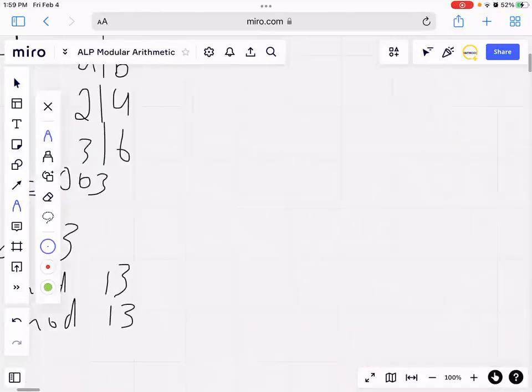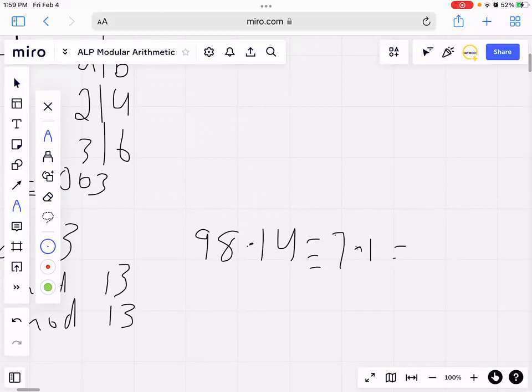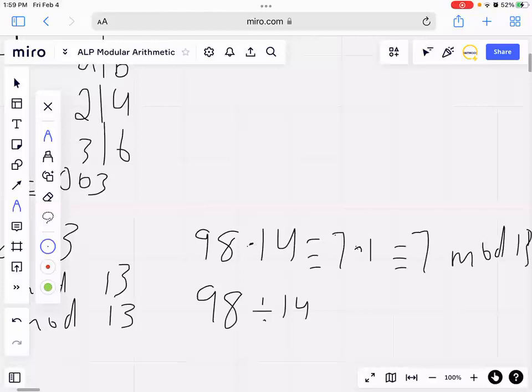Then we have 98 times 14. Here, 98 times 14 is quite a big number, and having to divide by 13 to find a remainder is tedious. Still, 98 is 7 mod 13, and 14 is 1 mod 13, so we can just replace those with their respective remainders to get that their product is equal to 7 mod 13. And last we have 98 divided by 14. Same exact thing: 7 divided by 1 is congruent to 7 mod 13.